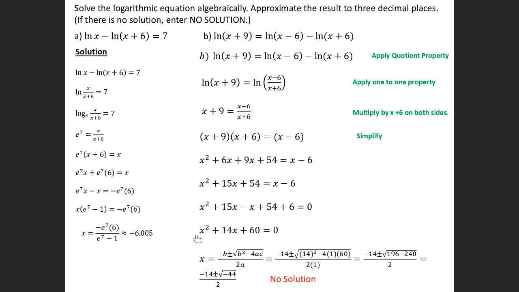Here my a value is 1, my b value is 14, and my c value is 60. When I apply my quadratic equation to it, I see that I end up with a square root with a negative number inside again. Just as before, we want to be careful as far as our domain. Just like with the fractions and quadratics, we never want a negative number in here. So the answer for this particular problem is going to be no solution.